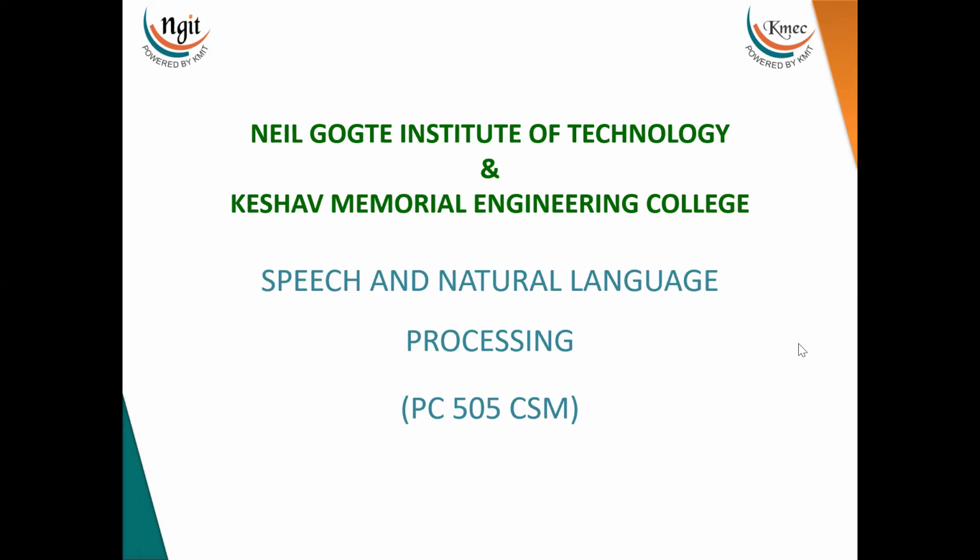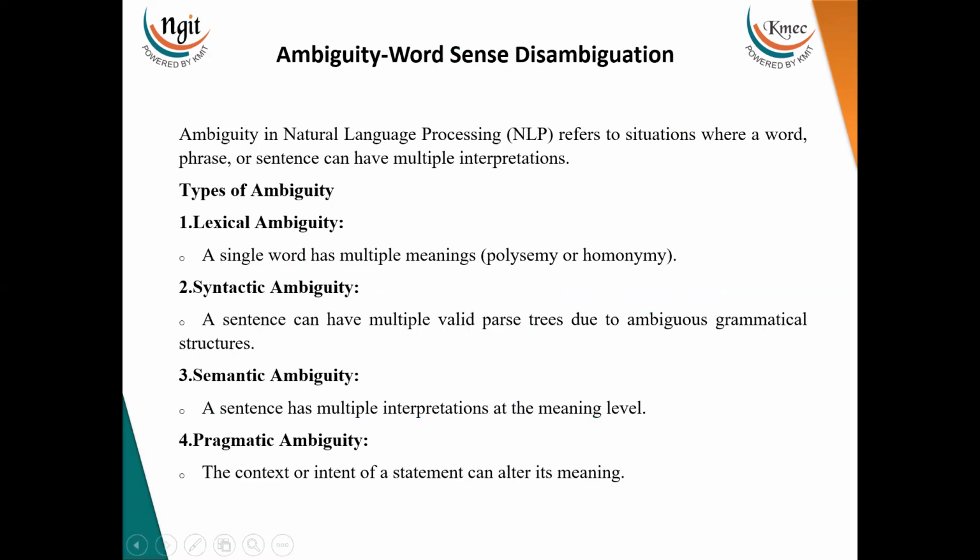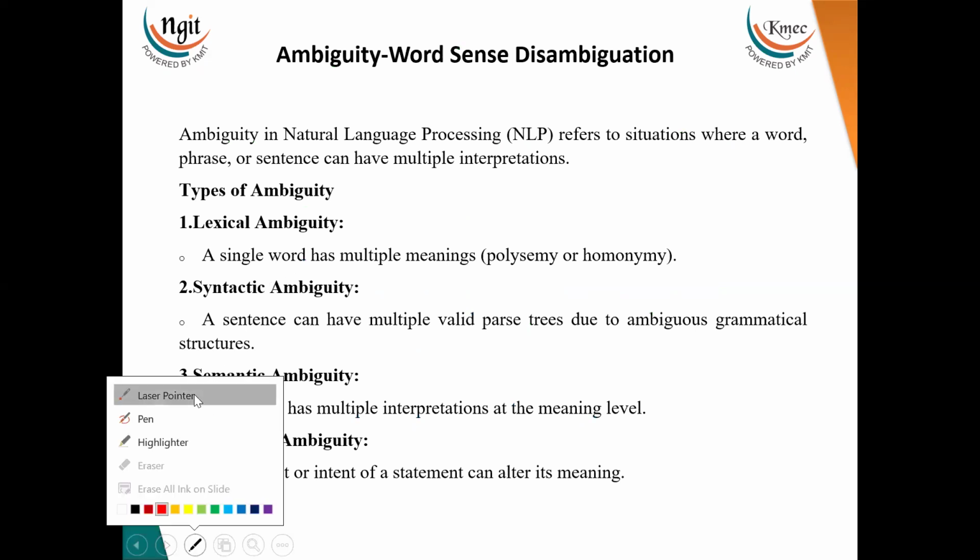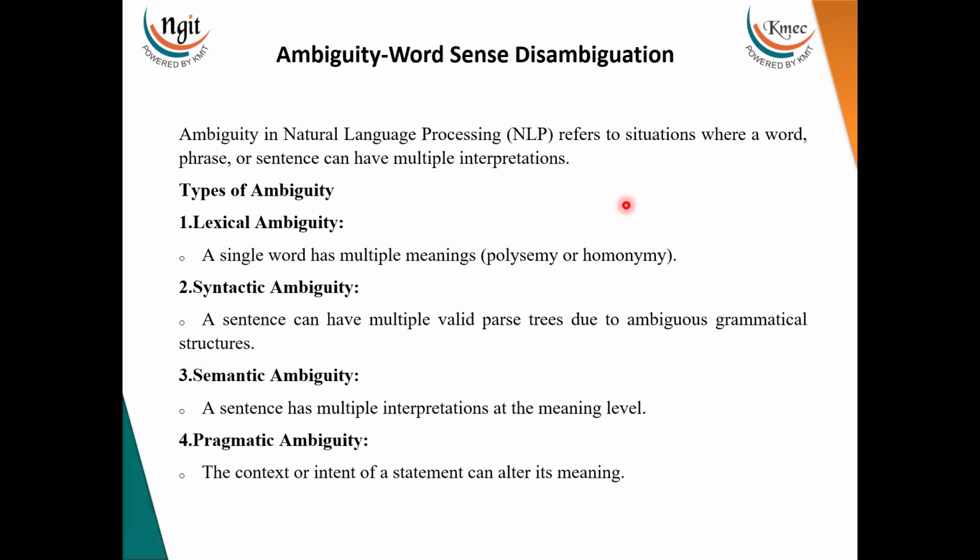Today we'll talk about ambiguity and word sense disambiguation, and we'll see one by one what is ambiguity and what is word sense disambiguation. So first, ambiguity in NLP refers to a situation where a word, a phrase or a sentence can have multiple interpretations. That is basically what we call ambiguity. And we have seen ambiguity as a challenge in many topics which we have covered in our previous video lectures as well. Okay, so let us see the types of ambiguity.